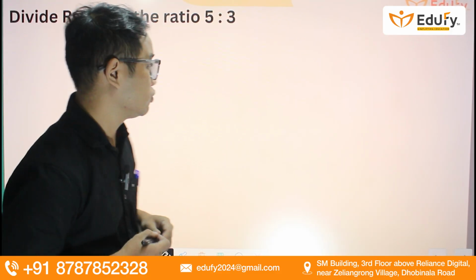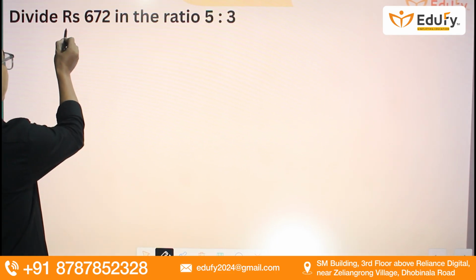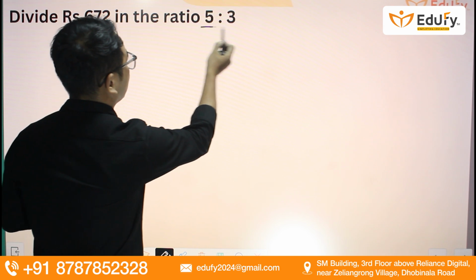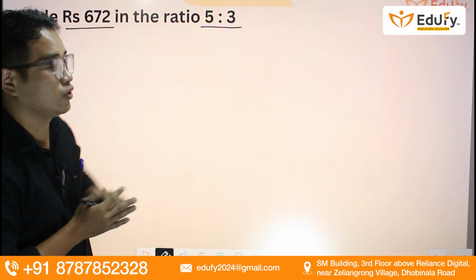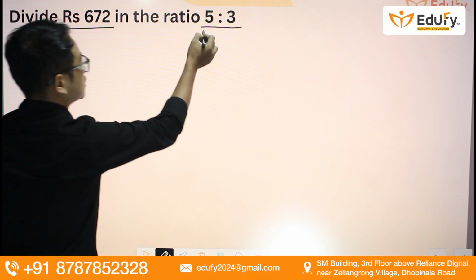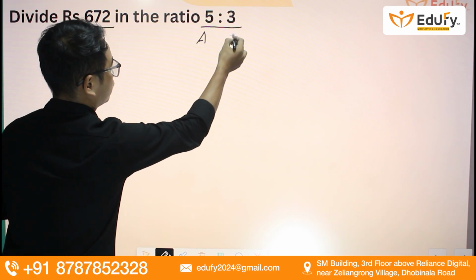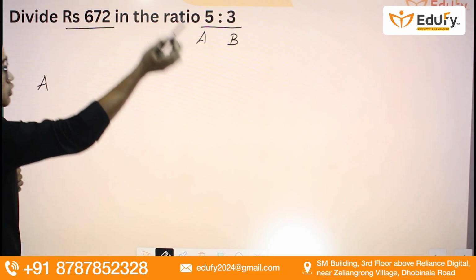Okay, so let us try to solve the first question here. Divide rupees 672 in the ratio 5 is to 3. So I have to divide this value in the ratio 5 is to 3. So I need to know how much will these 5 and 3 parts be. Okay, so first of all, let's say I'm taking this as A and let's say this is for B. Okay, so the ratio of A and B is 5 is to 3, right?